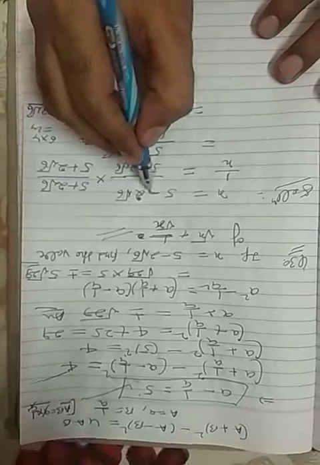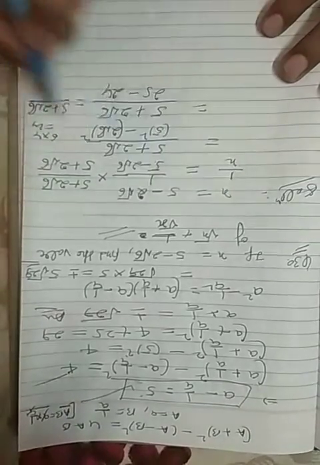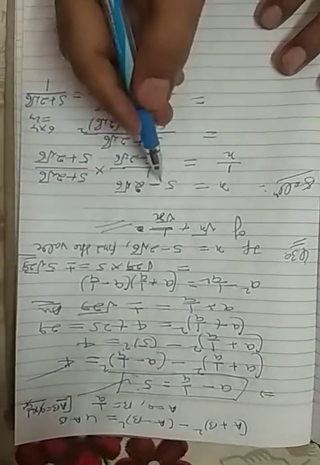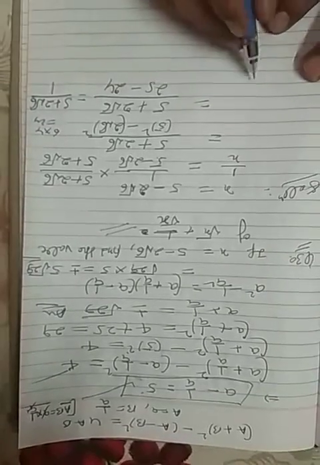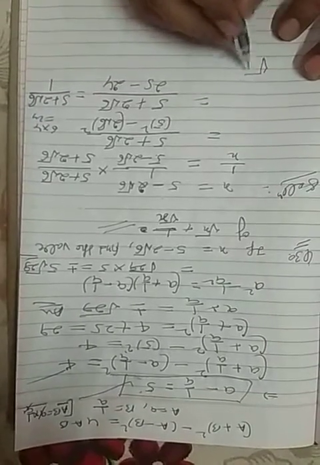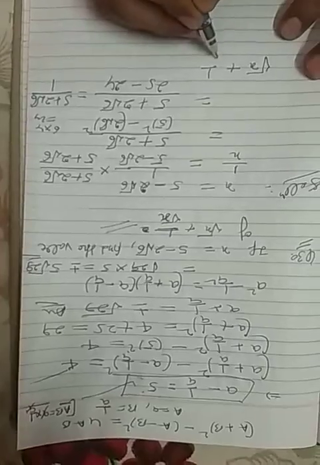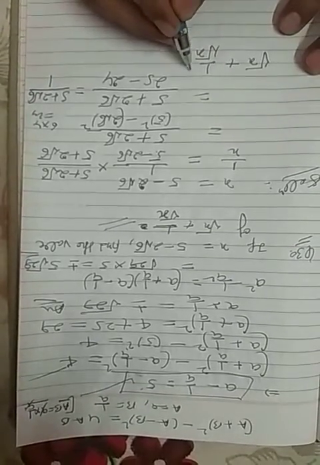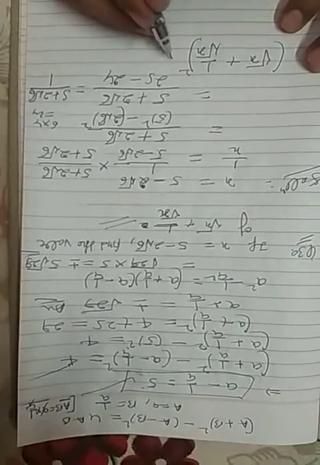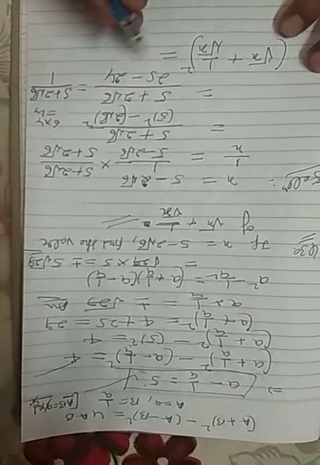Only the sign is changed after taking the conjugate. Only the sign is changed, the values are the same. So if you are required to find the value of root x plus 1 upon root x, for that we take the whole square of this.